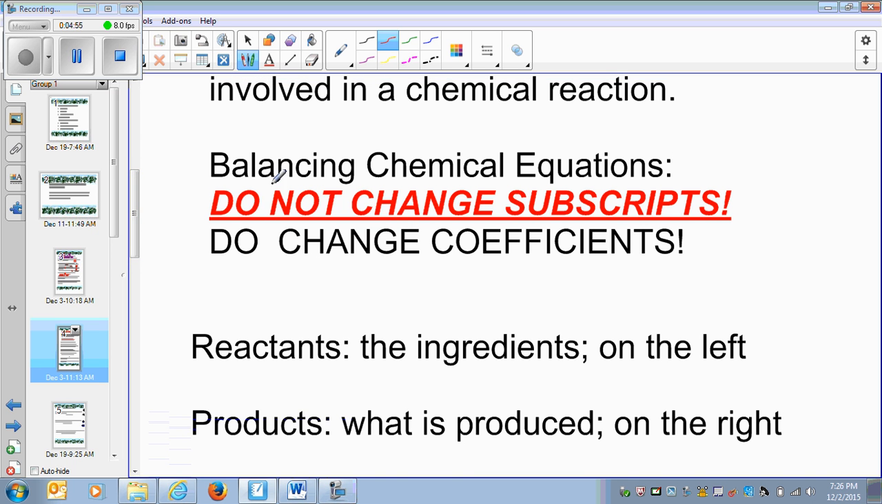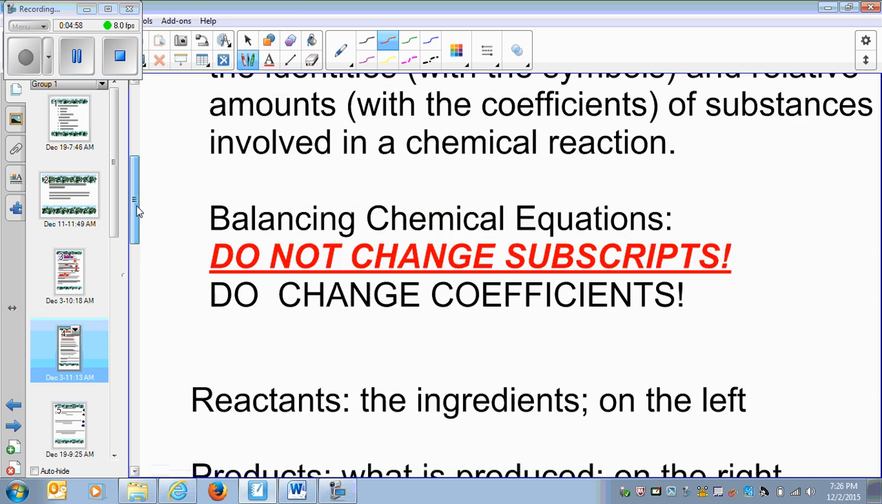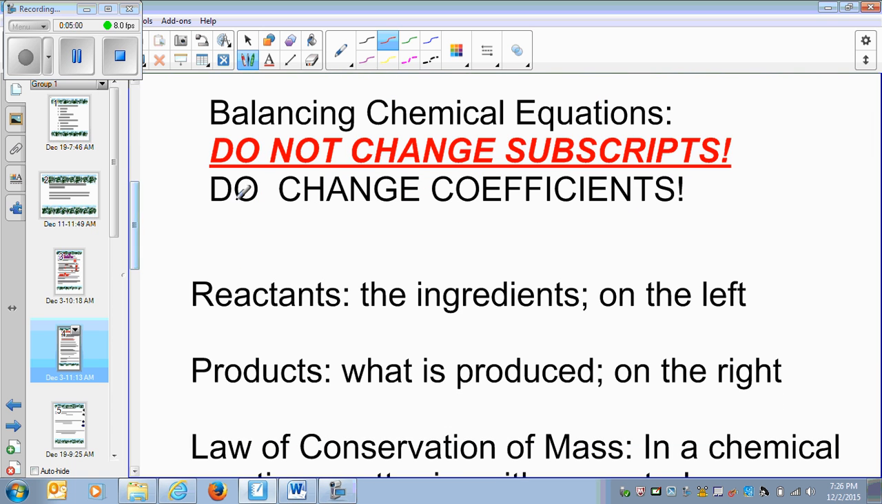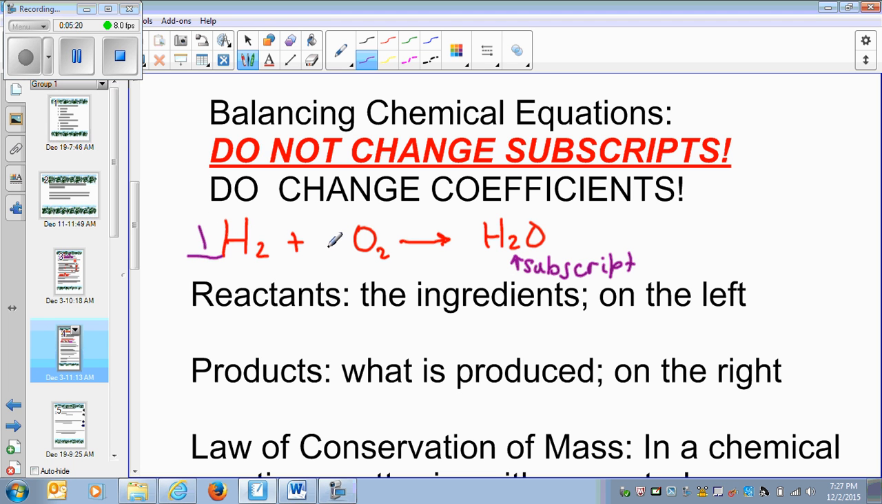For balancing chemical equations, we cannot change the subscripts. We can only change coefficients. So I write the water again: H2 plus O2 gives you H2O. In this one, this is the subscript, and the number up in the front, where right now there is no number, means it's 1. This number is called the coefficient. Right now the coefficient is 1 for all, and the subscripts are 2, 2, and 2 and 1.